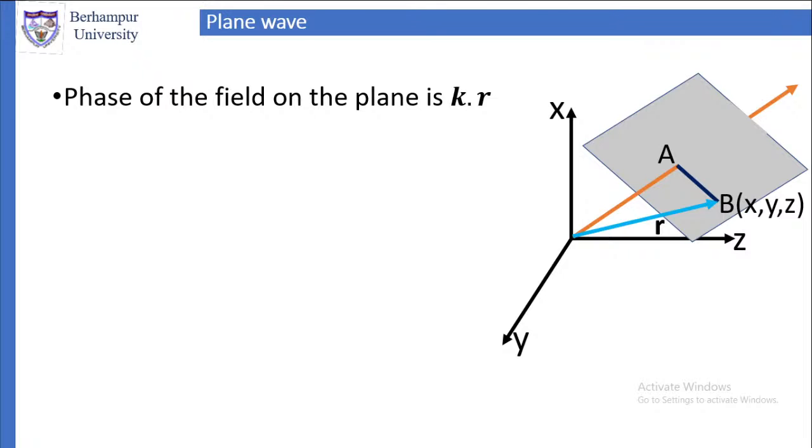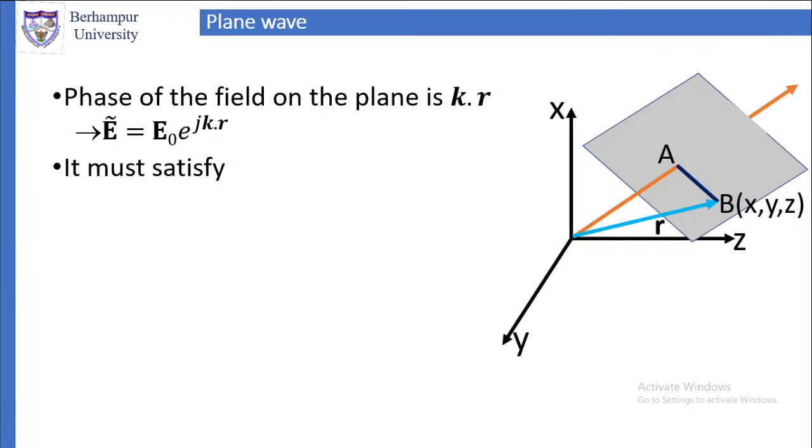Therefore, E tilde will be equal to E0 exponential jk dot r, and k dot r is the phase of the field on this plane. E0 is the amplitude part and k dot r gives us the phase on this plane. Now this field E tilde must satisfy the wave equation.